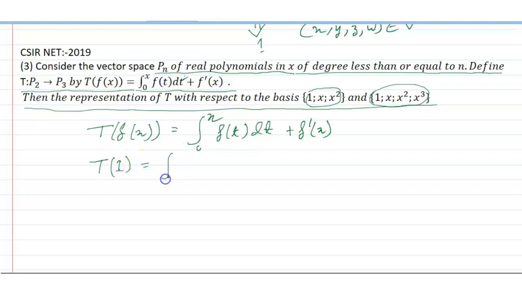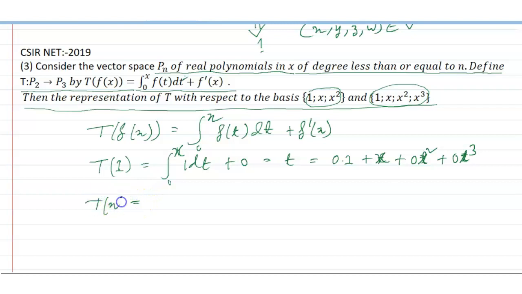T of 1, so 0 to 1, if T is 1 and the derivative is 0, so my value is T. It can be represented this way: 0 into 1 plus T plus 0 into T square plus 0 into T cube, from 0 to x. So it can be written this way, with x square and x cube. This is the way. And after that I can write T of x.